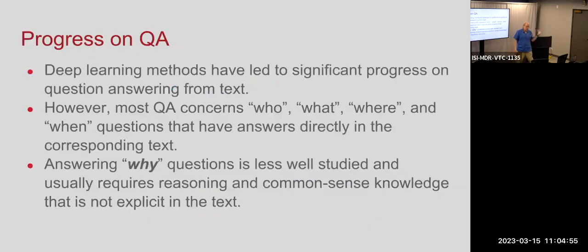There's been a lot of progress on question answering, right? Particularly with deep learning. We have lots of methods that have made significant progress on QA. However, most QA concerns who, what, where, when sort of questions that have answers you can exactly extract from the text. Some QA data sets, you have to extract it directly from the text, like SQuAD. Answering why questions is less well studied and usually requires reasoning about common sense knowledge that's not explicit in the text. You just can't extract something from the text to answer a why question. So I think it's a lot more interesting.